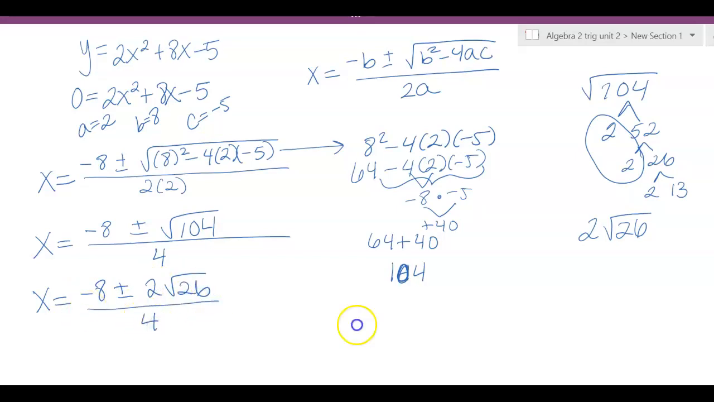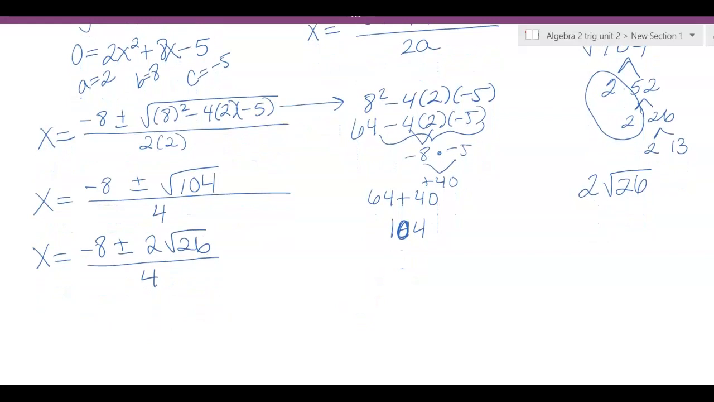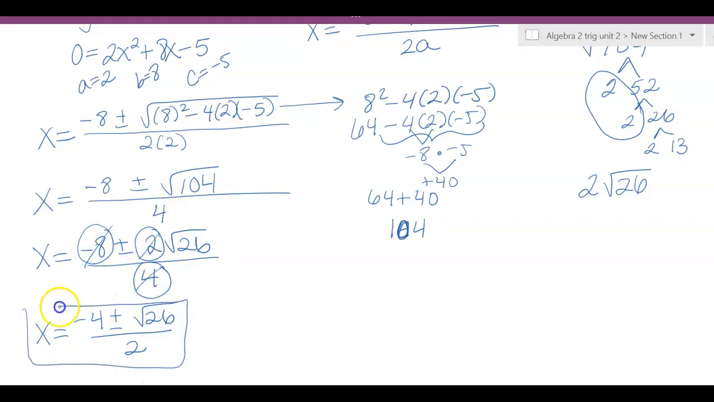And then I'm going to simplify it by canceling out whatever can be canceled out of all of the terms. So when I look at negative 8 and 2 in the numerator, and 4 in the denominator, 2 is a common factor of all of these things. So I'm going to factor or divide out the 2. So both terms in the numerator are divided by 2 as well as the denominator, and this is giving me the most simplified form in the quadratic formula for the solutions.